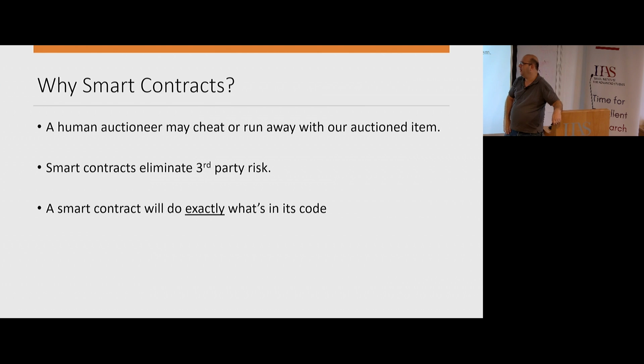So the reason behind using smart contracts is that a human auctioneer might cheat or run away with your auction items, and this always happens in any third-party interaction. Smart contracts' job is to eliminate third-party risk. You set the rules, they are set in stone. You know the rules will be followed, and the smart contract will do exactly what's in its code. This is for better or worse. If there's a bug there, it'll do the bug, whatever you didn't mean to happen. This is a bad thing, but usually if you did your work well, then it's a good thing.